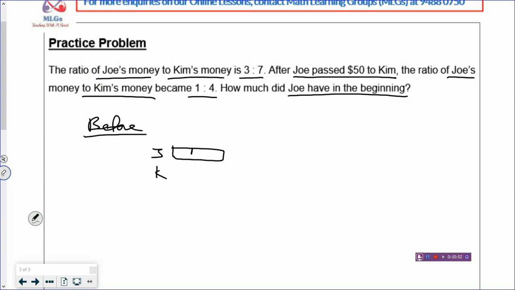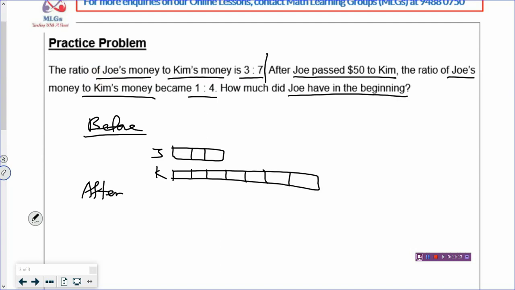So let's cut 3 boxes, and Kim will have 7 boxes. 1, 2, 3, 4, 5, 6, 7. Okay, so you draw until here. Now after Joe passed 50 to Kim, what happens? Now Joe to Kim's money became 1:4. Okay, so let's draw the after model.